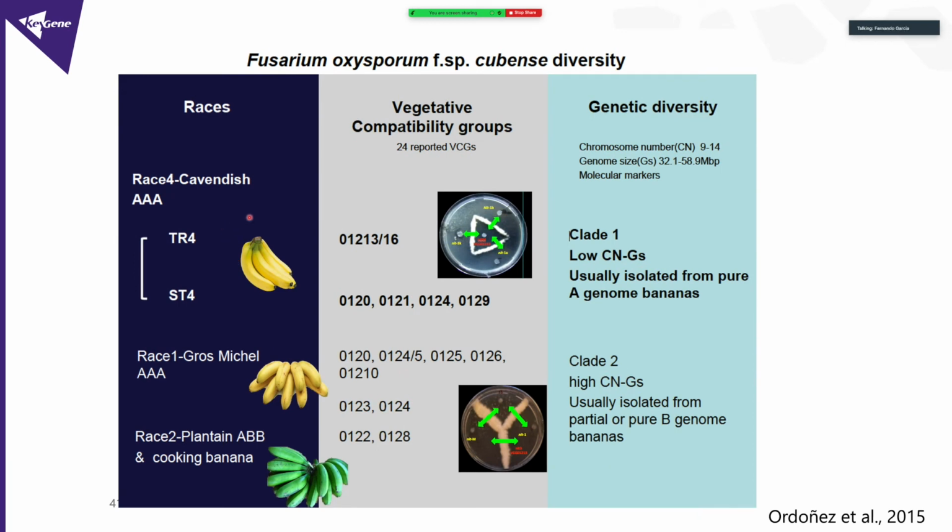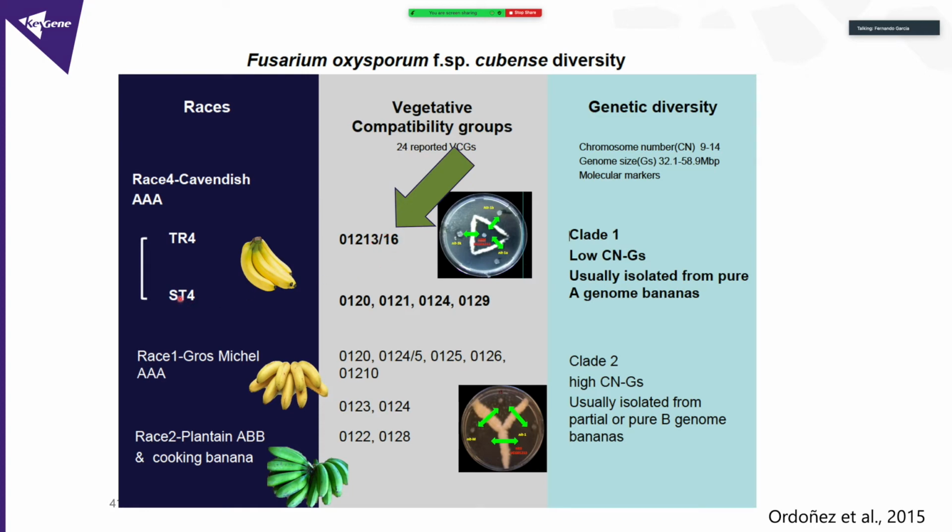Just as a way to summarize what I've just told you, here we have the races, the vegetative compatibility groups, and of course, diversity based on DNA. The most important thing here is that you should know that the tropical race 4 is a clonal lineage that belongs only to this VCG, 1316. This is another story: 1316 was two different groups identified simultaneously, but it's the same, so they just combined it and now it's 1316.